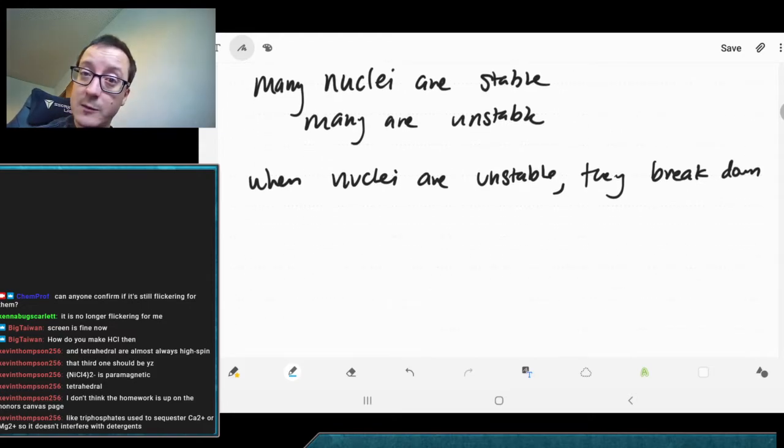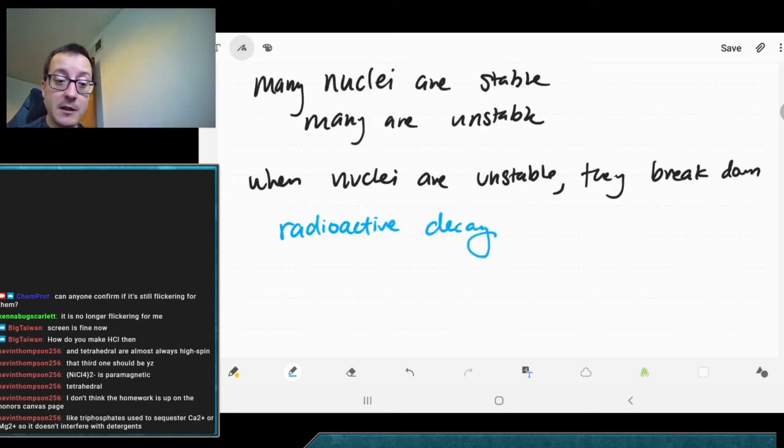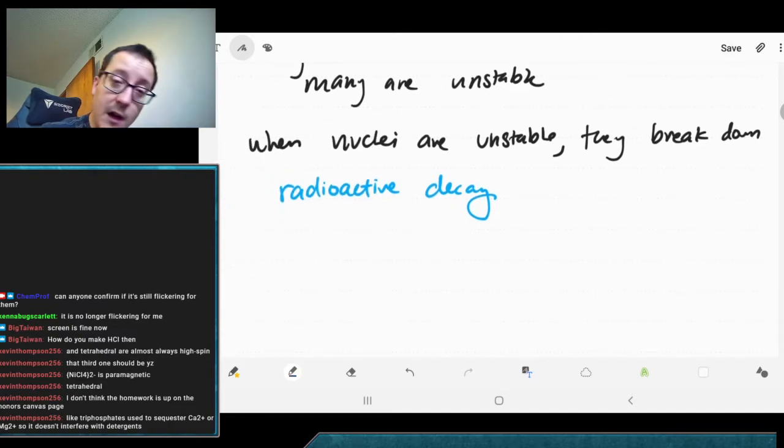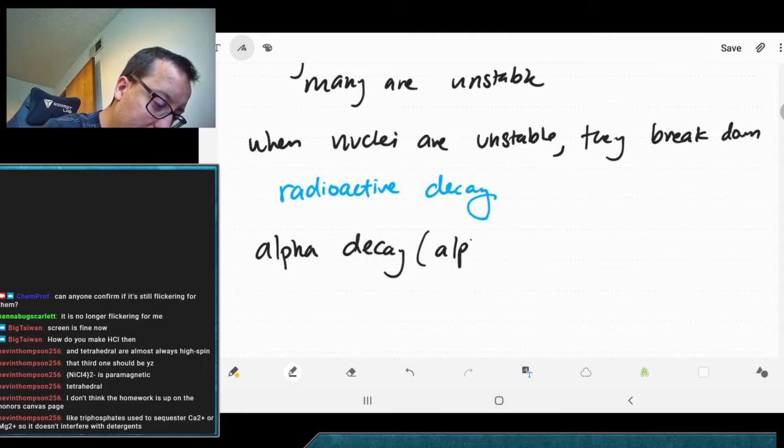And one way that it can do this is through a process called radioactive decay, which is one way to make nuclei stable again. Oftentimes we'll talk about 5 different processes that things can go through. We'll have one called alpha decay, or alpha emission.